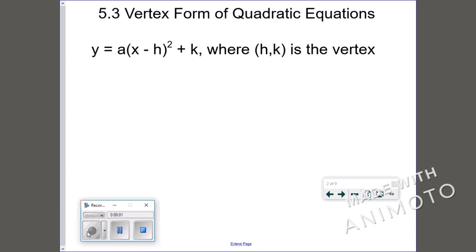(5.3) is over the vertex form of quadratic equations. y equals a times (x minus h) squared plus k is the vertex form, where (h, k) represents your vertex. h is the x coordinate of your vertex, and k is the y coordinate of your vertex.